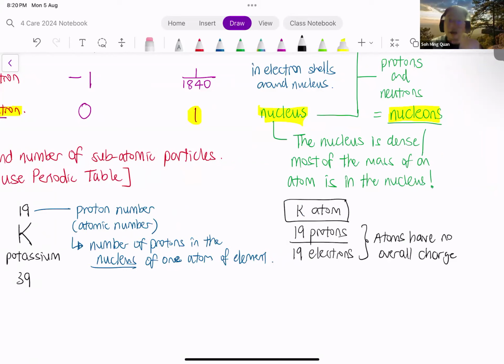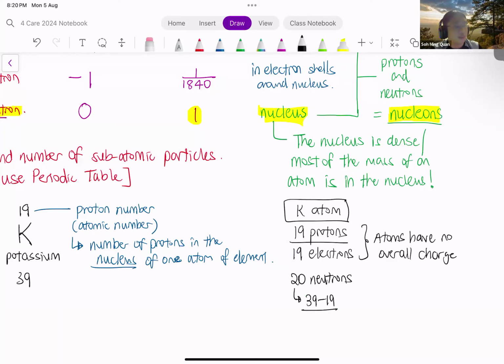All right. So how is it possible that it has no charge? Well, that is possible if the positive protons are balanced out by an equal number of negative electrons. Therefore, the protons and electrons for an atom must be the same. Okay? And finally, we can easily work out the neutrons must be 20. We got 20 by taking 39 minus 19.